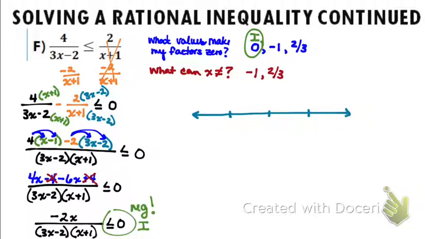You're right, that should be plus. What did I do wrong? 4 times x plus 1. Yes, I'm sorry, you are totally correct. I wrote that wrong.